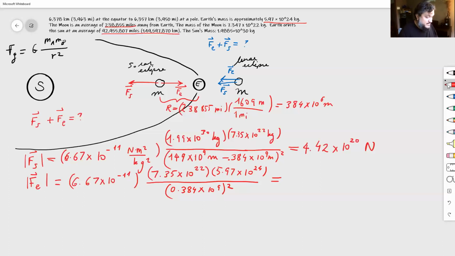So I got 1.9848, so 1.99, let's say, about 1.99 times 10 to the 20 newtons. Okay, so the sun is pulling that way, Earth is pulling the other way. So the net force will be towards the sun. Let me show it with green here. The net force will be this way.